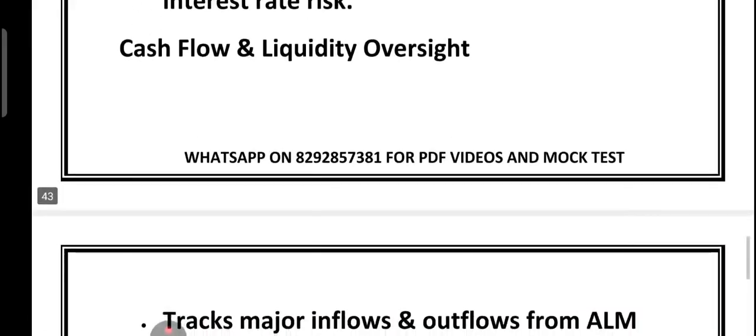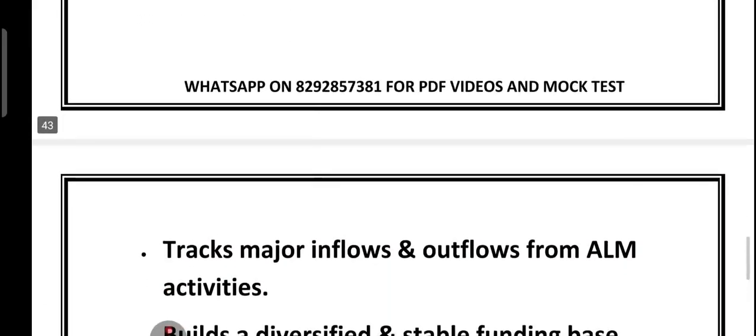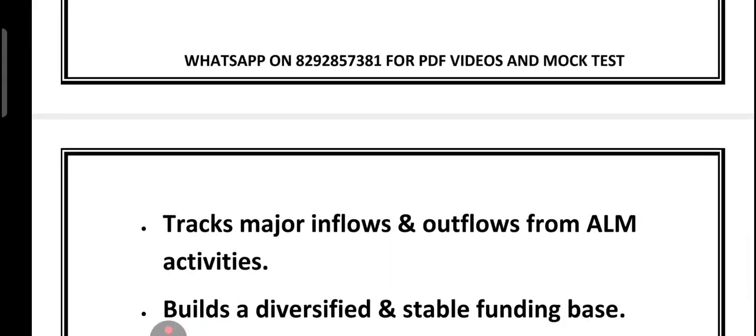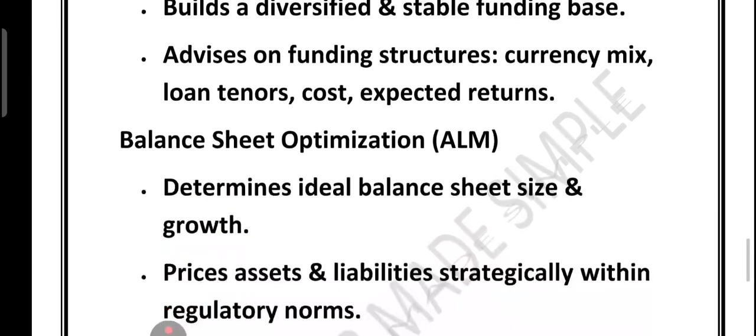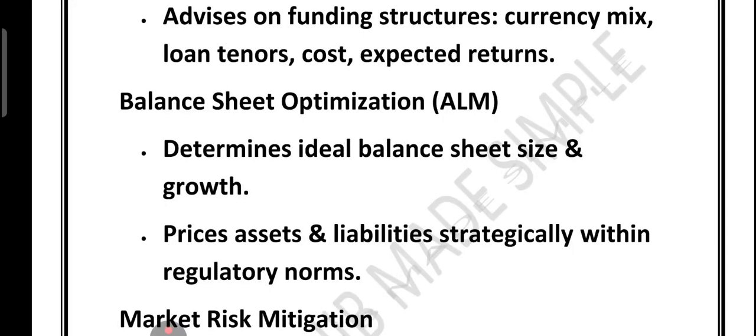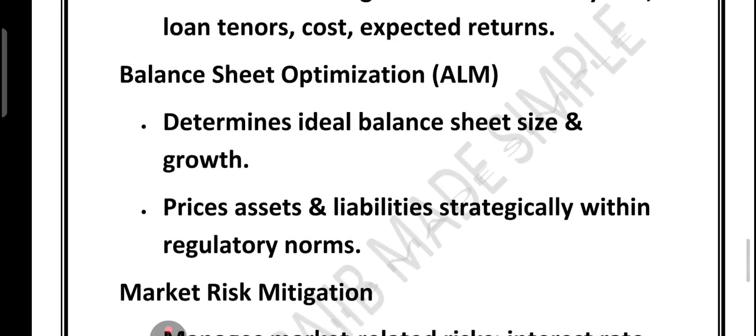Then we have cash flow and liquidity oversight. We track the major inflows and the major outflows from ALM activity. And then we build a diversified and stable funding base. We advise on funding structure: the currency mix, loan tenor, cost, expected return. Then we have ALM. ALM means we decide the ideal size and growth of the balance sheet. That is called balance sheet optimization. We price assets and liabilities strategically while staying within the regulations.